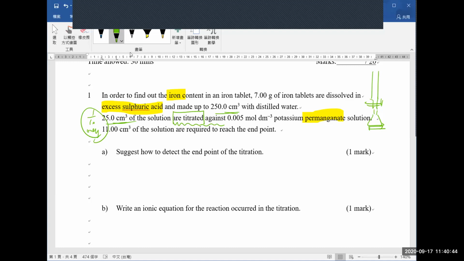So the 25.0 cm cube solution is now at where? Tell me where you will find the solution. In the conical flask, it is wet. What is the chemical? Is this KMnO4 or the iron 2 solution? Oh, iron 2 solution. About 1/10 portion is 25.0 cm cube of iron 2 solution. It is in the tablet, right? But on top, it is KMnO4.